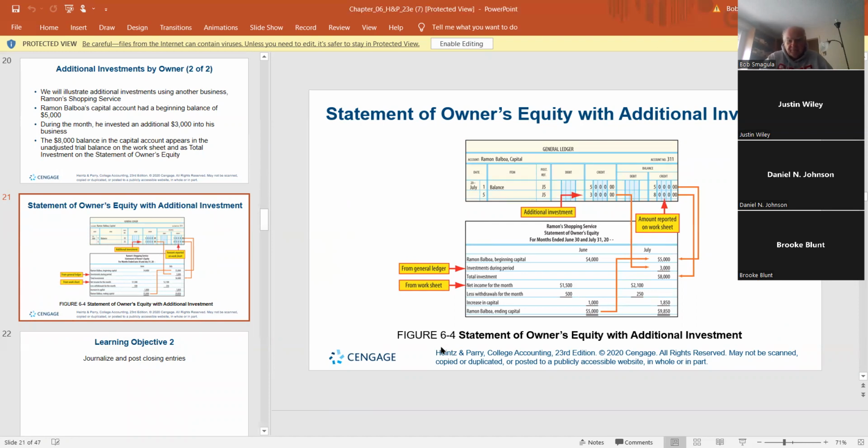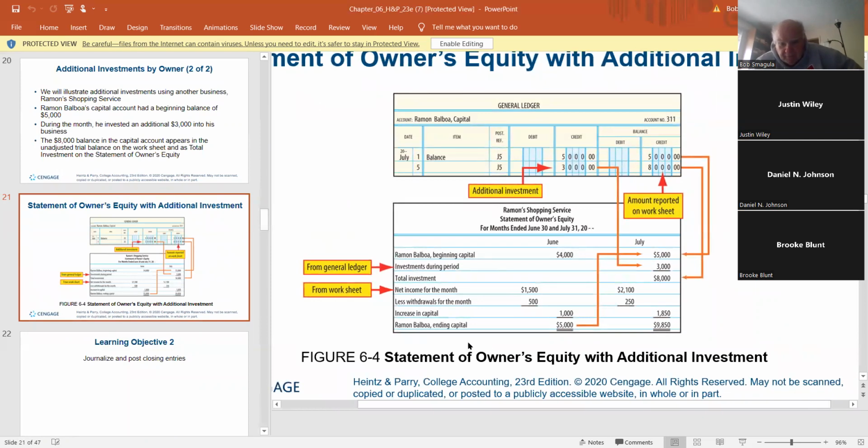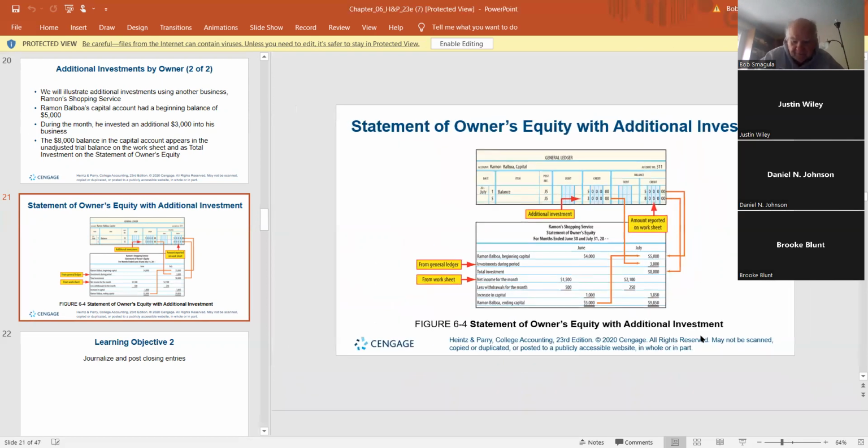Statement of owner's equity with additional investment. He had $4,000 at the beginning of June, and then he had some net income and withdrawals. So at the end of June, his capital balance was $5,000. We bring that over as the beginning balance for July, and here is where he put in an extra $3,000. So they're just showing you had 5 plus 3 is 8. And then he had income again. He had withdrawals, bringing the balance down to $98.50.